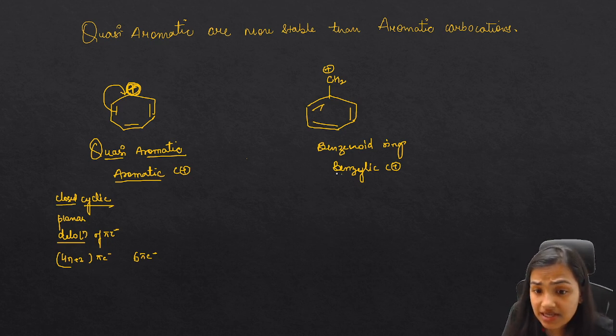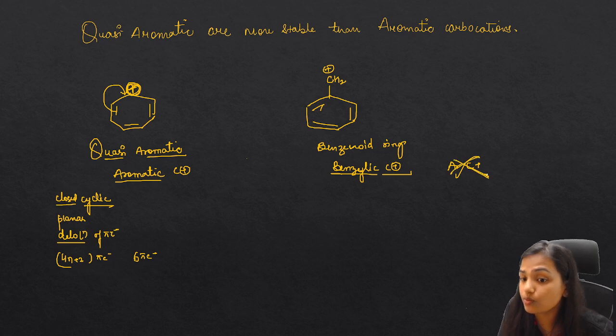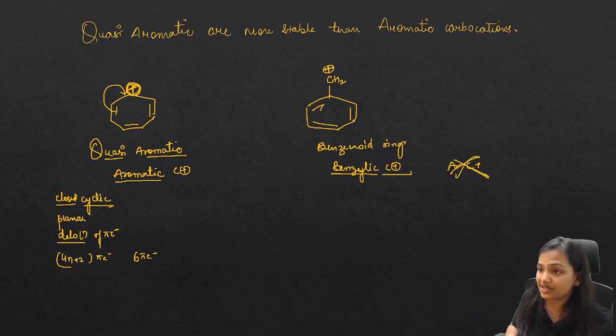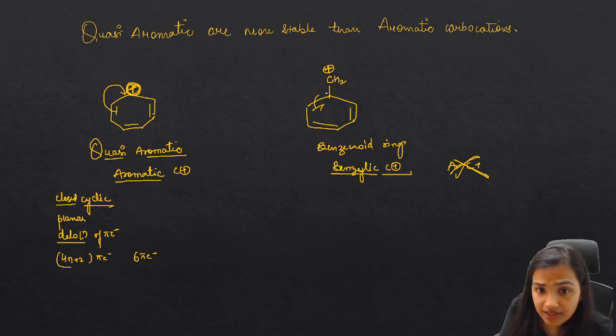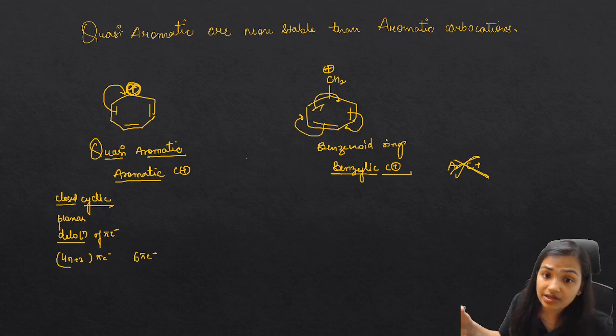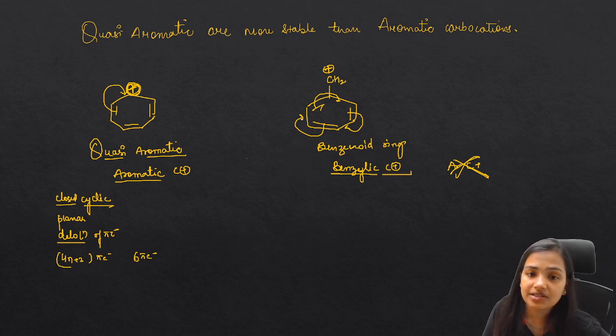And this is a benzylic carbocation. We can't say that this is an aromatic carbocation. Can you say that this is an aromatic carbocation? No. Why not? Because this positive charge is not a part of that aromaticity. This ring is aromatic, there could be delocalization, the ring is a cyclic closed ring, but the carbocation is not aromatic. So this is the difference.